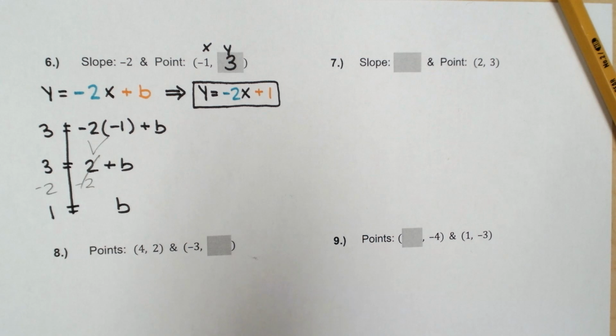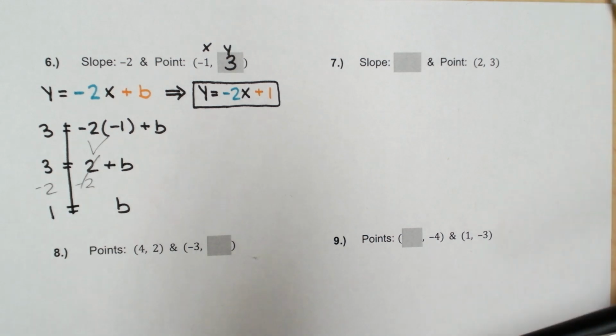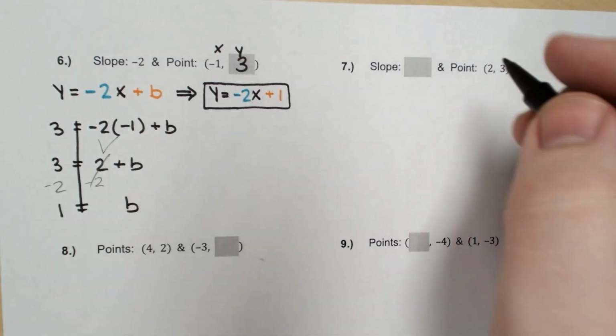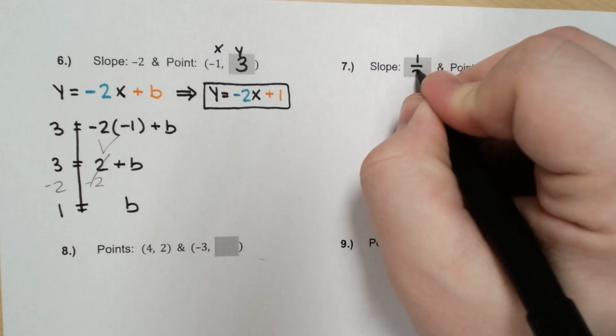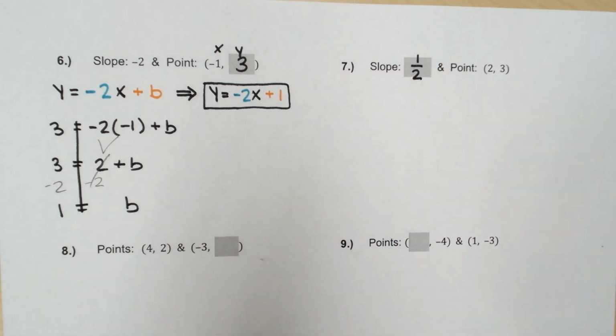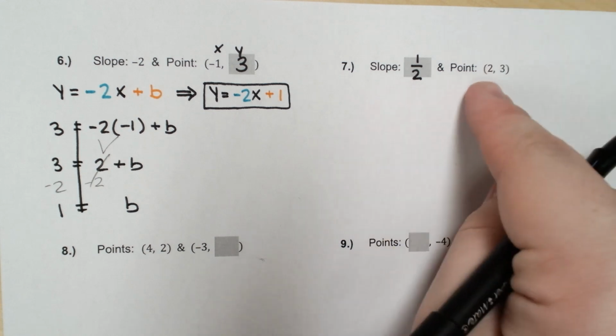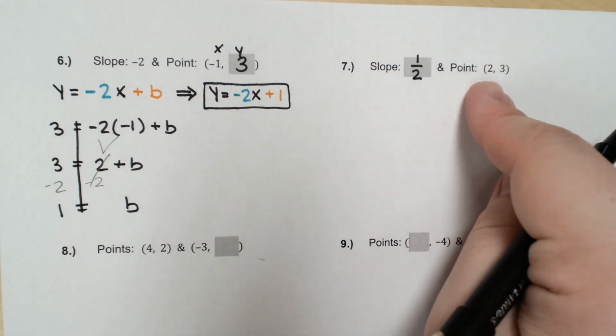Okay, the missing value for number 7, the slope is going to be 1/2. So take a couple minutes and see if you can write the equation of a line that has a slope of 1/2 and goes through the ordered pair 2, 3.